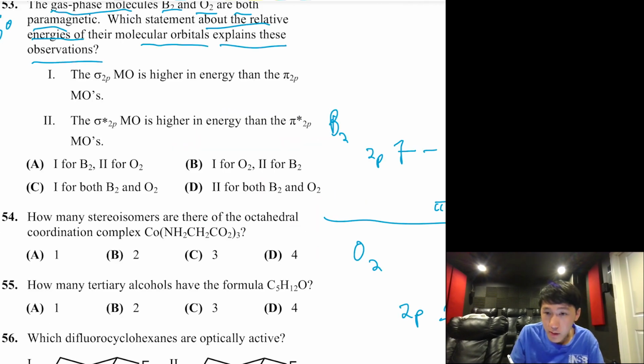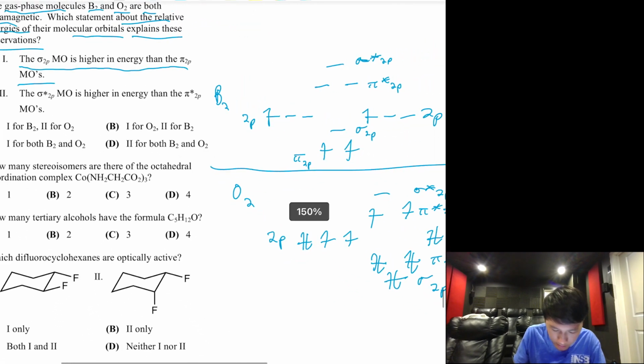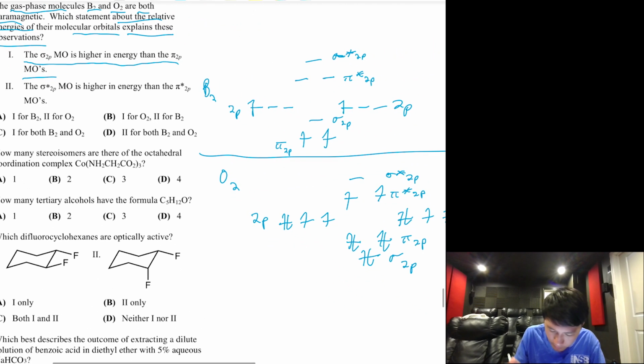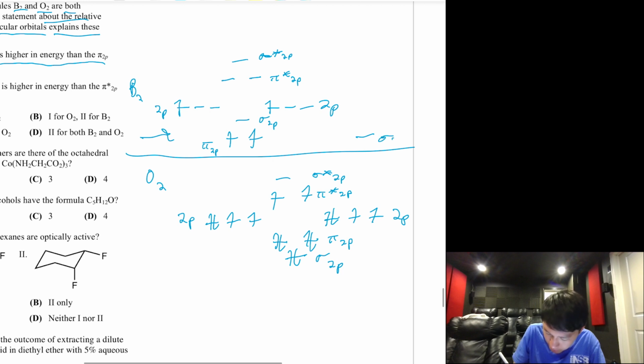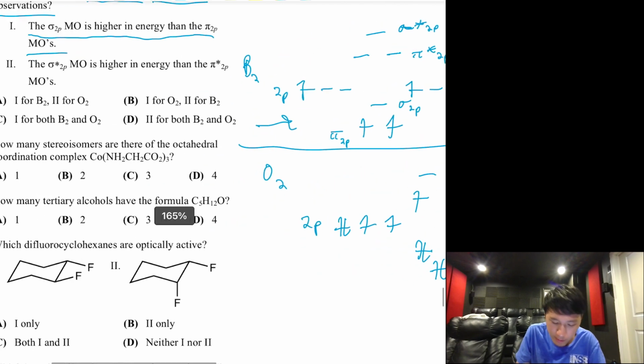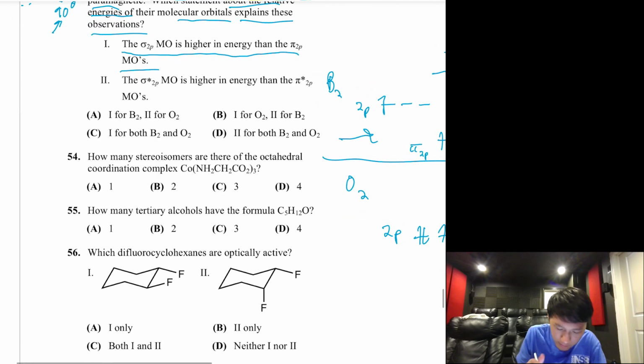With the molecular orbital diagrams drawn out, we can look for our answer. So statement 1 says that the sigma 2p molecular orbital is higher in energy than the pi 2p molecular orbitals. And this is exactly what we observe for B2. And it's the reason why it is paramagnetic. Because if we imagine that instead the sigma 2p was below the pi 2p, then both electrons would occupy the sigma 2p, and they would both be paired to each other, and the compound would not be paramagnetic. So therefore, this is correct for B2.